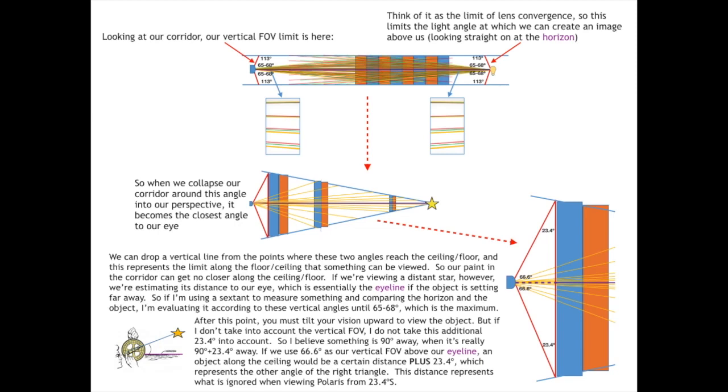So if I'm using a sextant to measure something and comparing the horizon and the object, I'm evaluating it according to these vertical angles until 65 to 68 degrees, which is a maximum. After this point, you must tilt your vision upward to view the object.